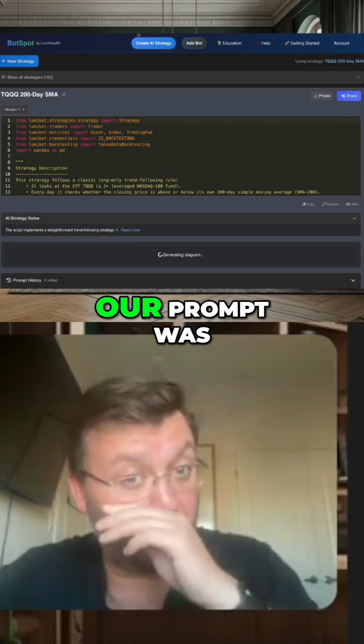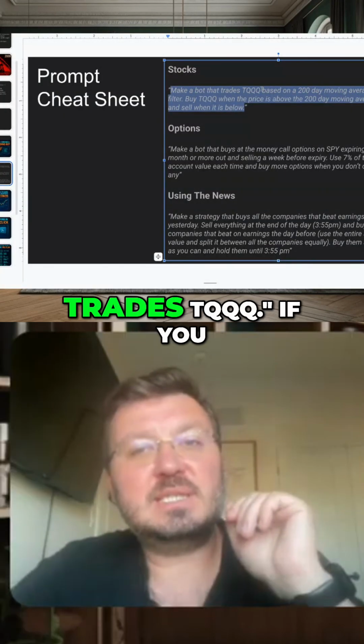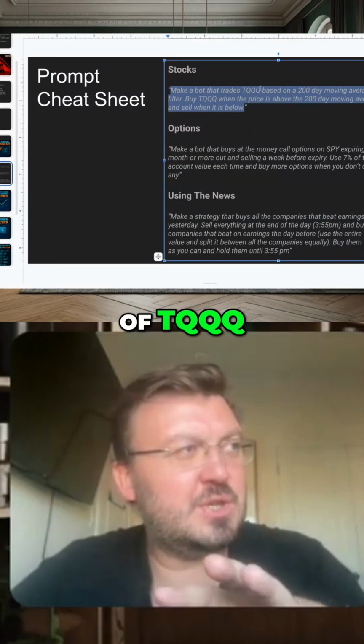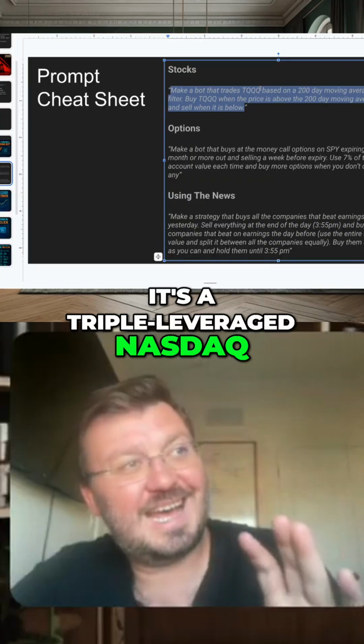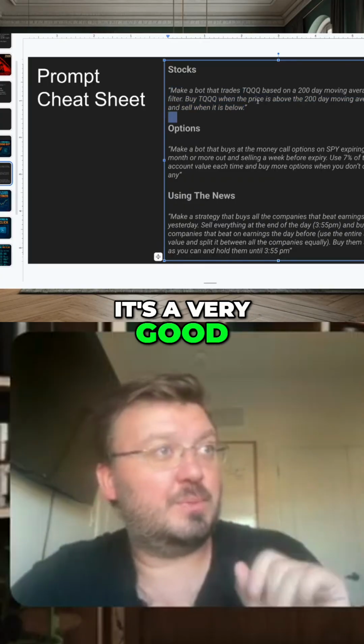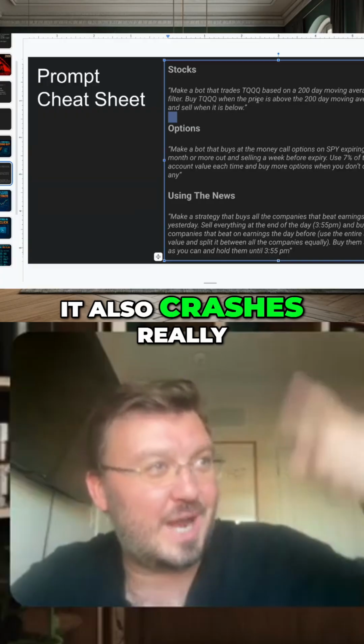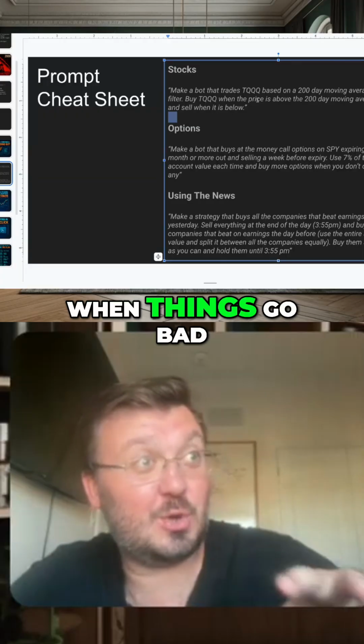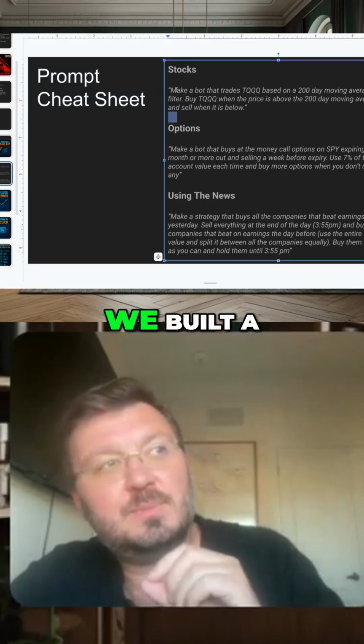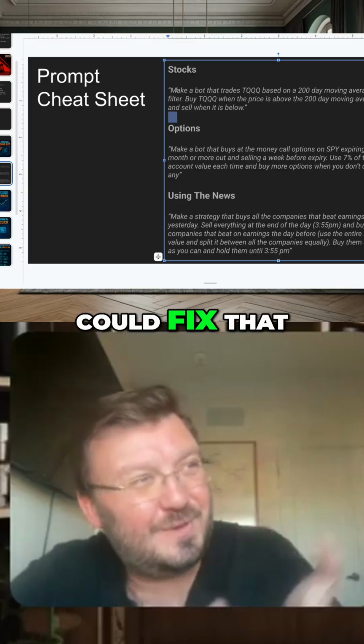Again, our prompt was, make a bot that trades TQQQ. If you guys have never heard of TQQQ, it's a triple leveraged NASDAQ. It's a very good performing asset. If you guys have seen this, it does really, really well. But the problem is it also crashes really hard when things go bad. So what we designed here is a little prompt that could fix that, right?